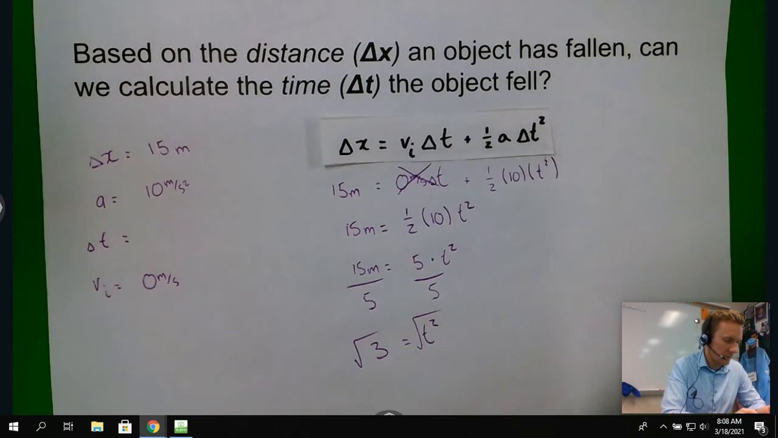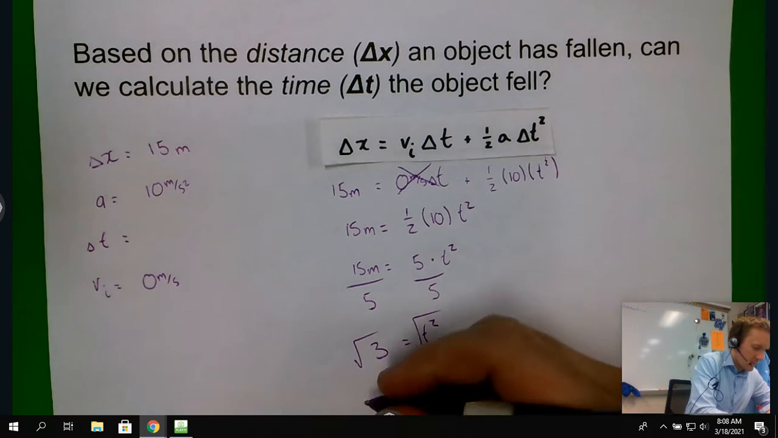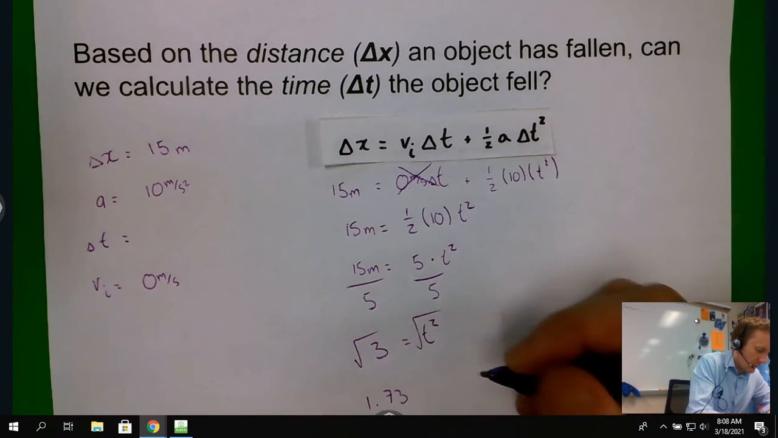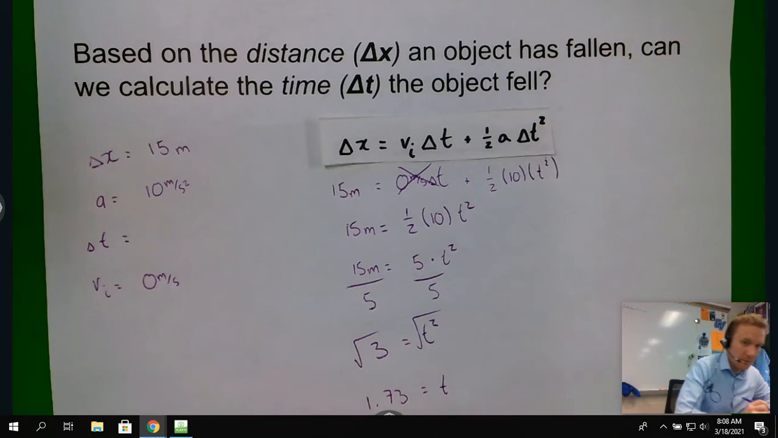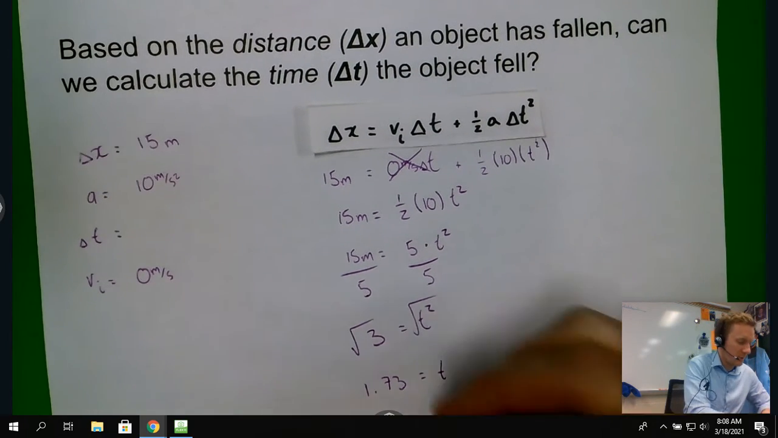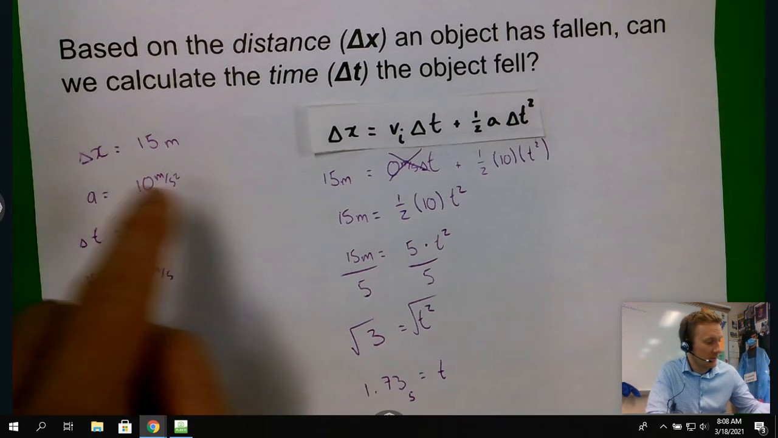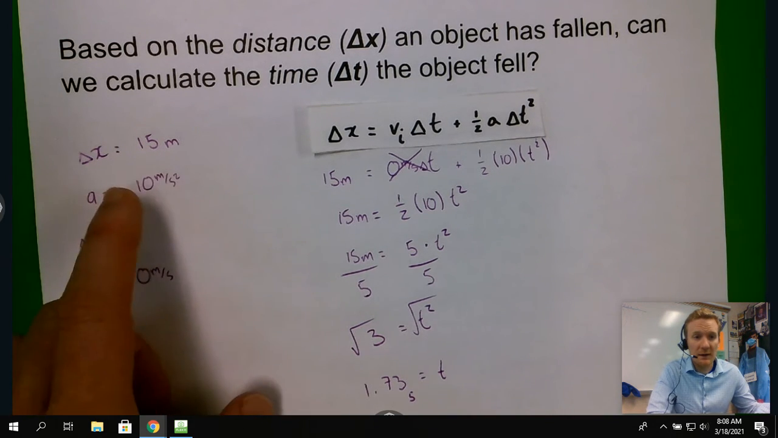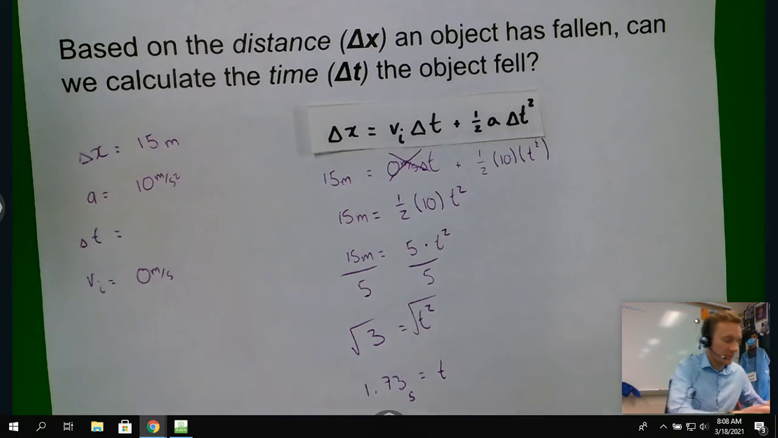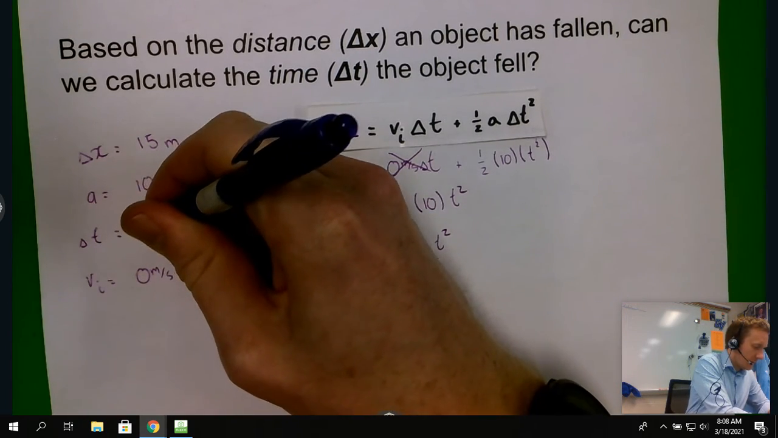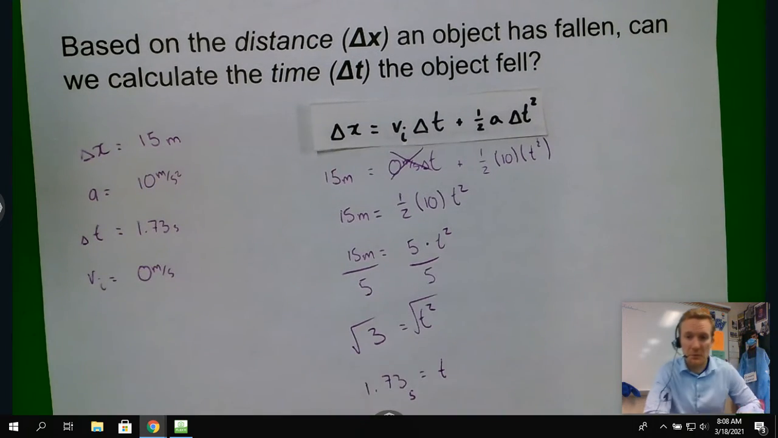So let's plug in our trusty calculators. Square root of 3 is equal to 1.73, and that's equal to time. And because it's equal to time, then we should have our units in seconds. So if I drop something from rest from a height of 15 meters, and we know the acceleration due to gravity, it'll take 1.73 seconds to reach the bottom.